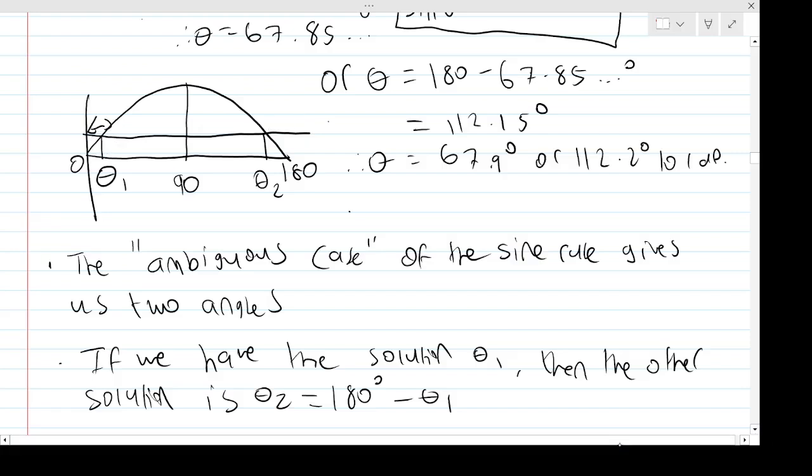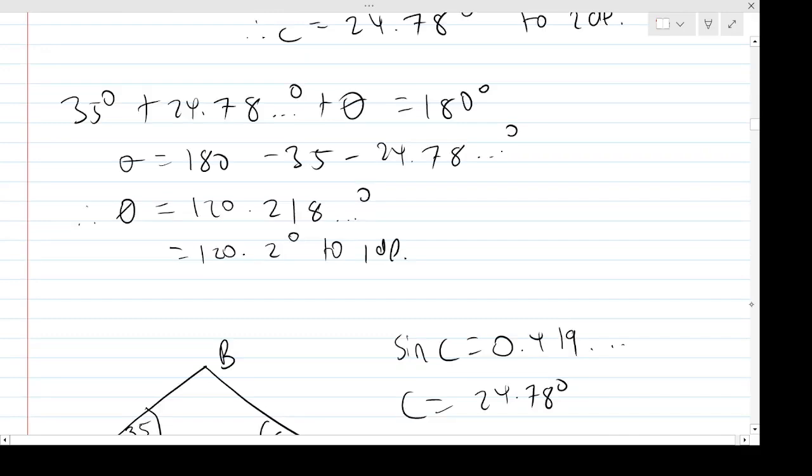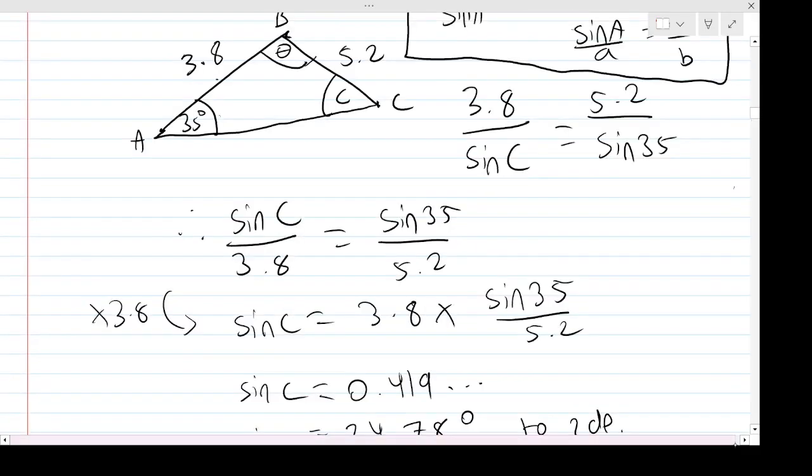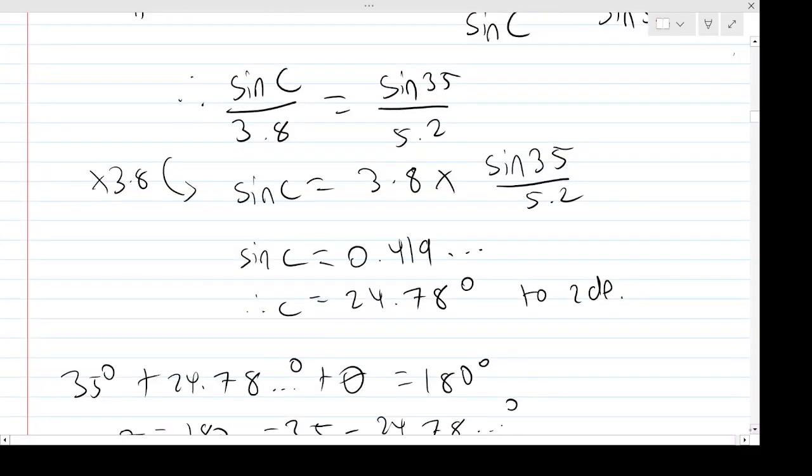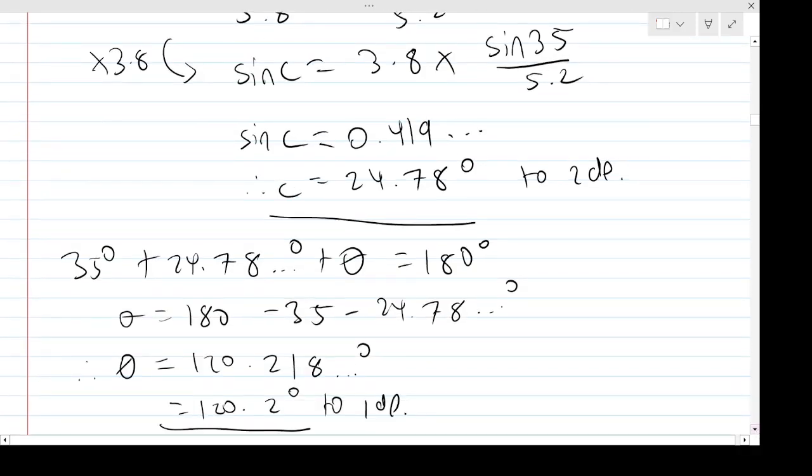Okay, so we've got two different angles. Well, what about the last example we did? In the last example, we only had one solution. We had to find an angle, this angle C, and we found only one angle. Why is there only one solution in this case for the angle? Why not two? Well, actually, there would always be two possible angles if we solve it as we just did.